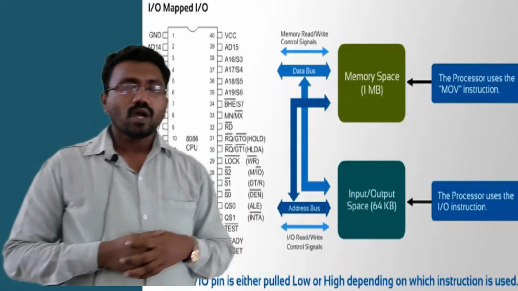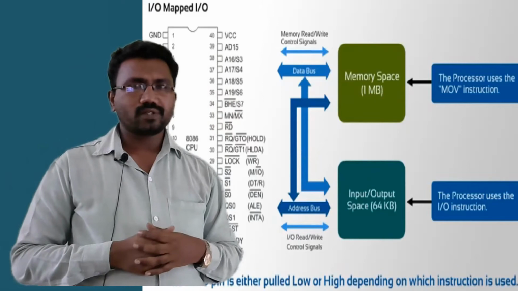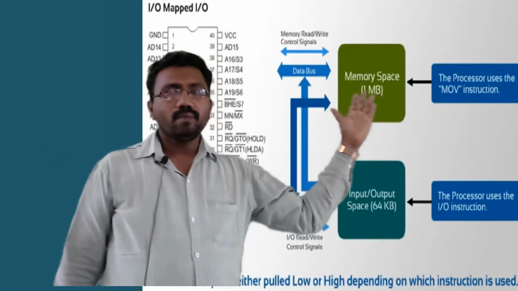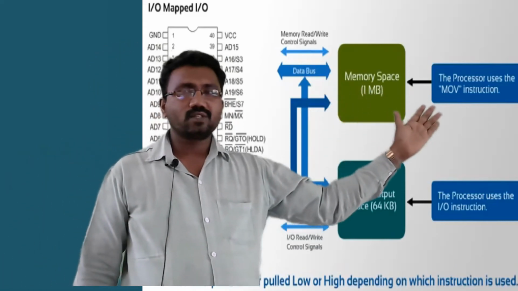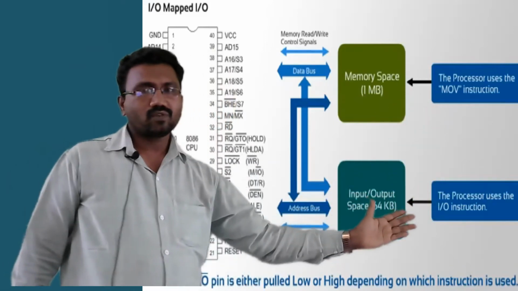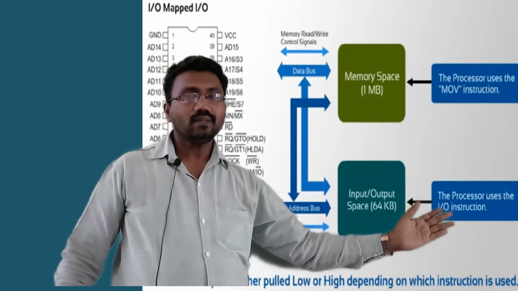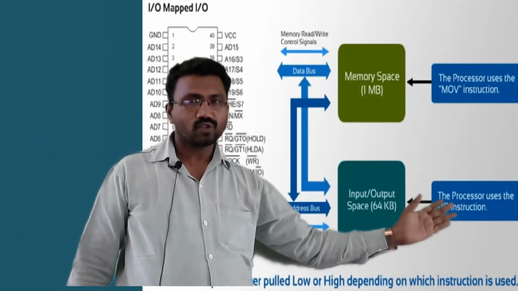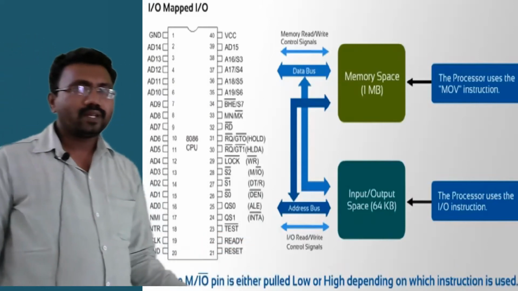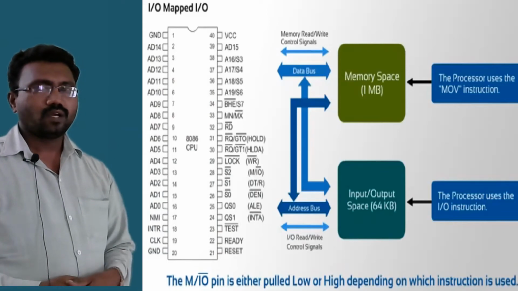Whereas in memory mapped IO, common instructions are used to perform memory operations or IO operations, here there are separate input output instructions. For example, for memory access there is the move instruction, which is used to perform memory access. Whereas in the case of IO, input output instructions, for example the OUT instruction, are used to perform IO operations. So the point is that the M/IO pin is pulled either low or high depending upon which instruction is used. Is it clear?